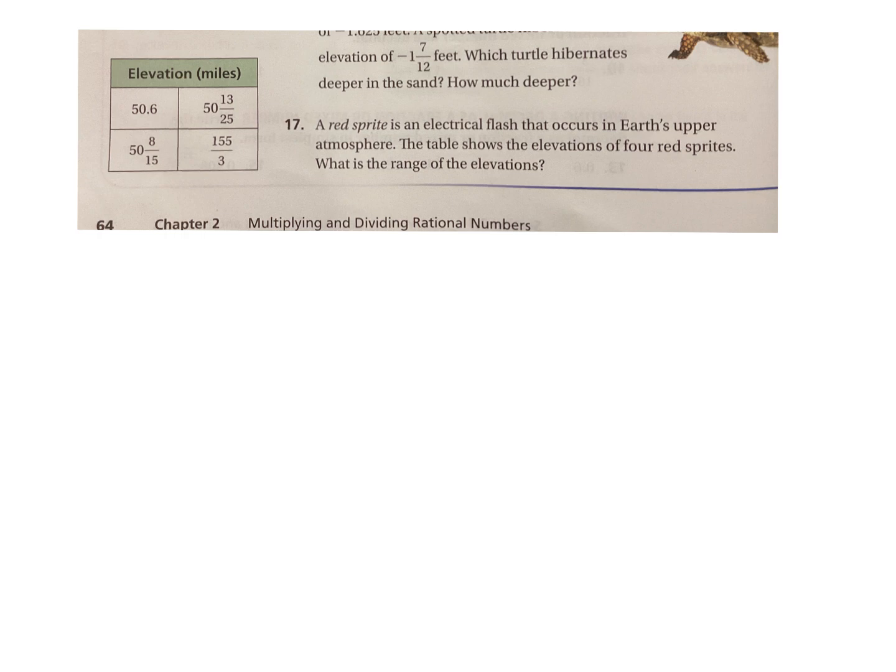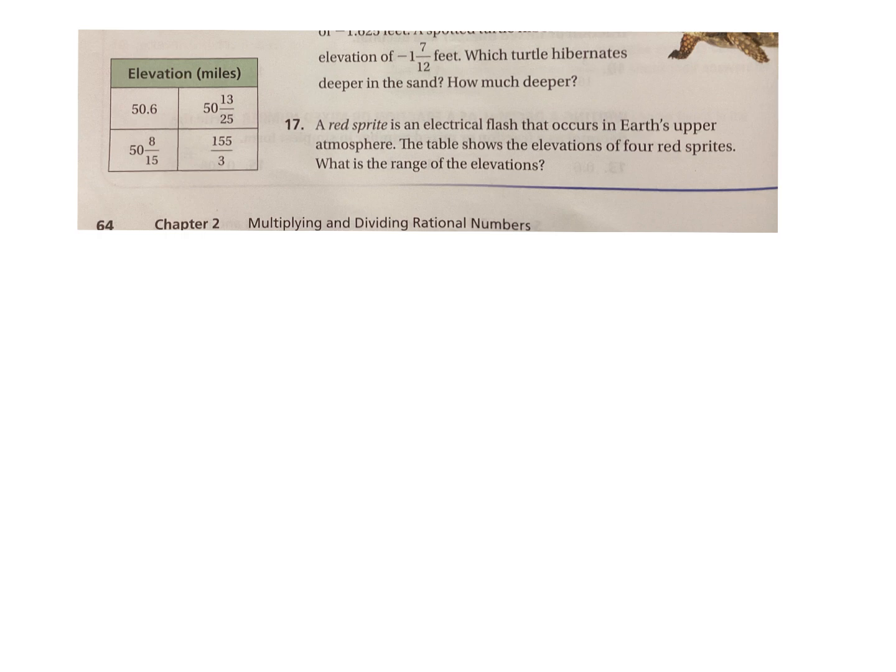All right, for number 17, I gave myself a little bit more space here. It says a red sprite is an electrical flash that occurs in Earth's upper atmosphere. And this shows the elevations of 4. What is the range of the elevation? So we've got to find which is the highest, which is the lowest, and then find the difference between the highest and the lowest.